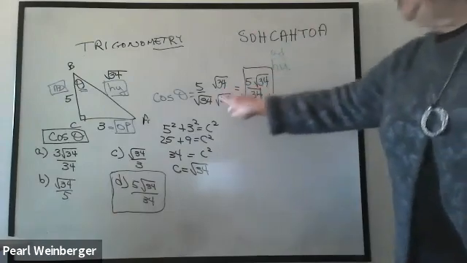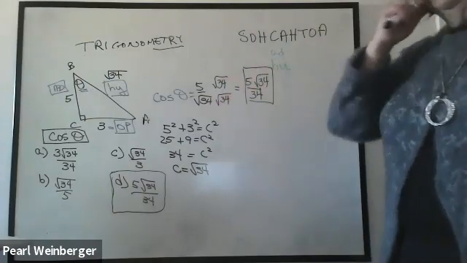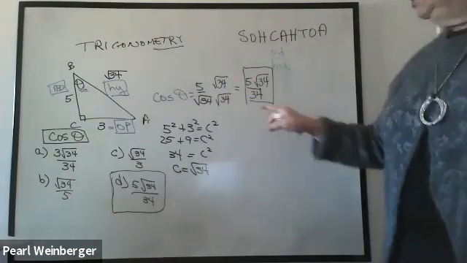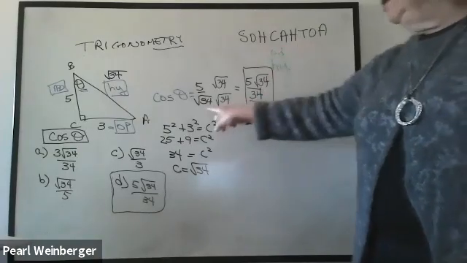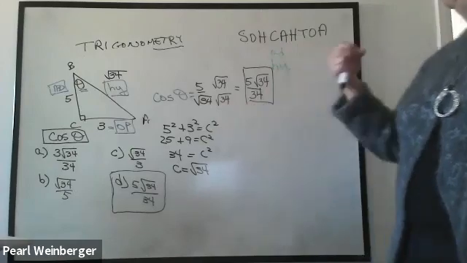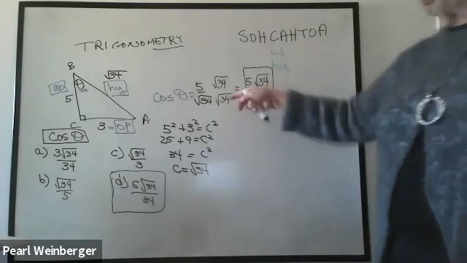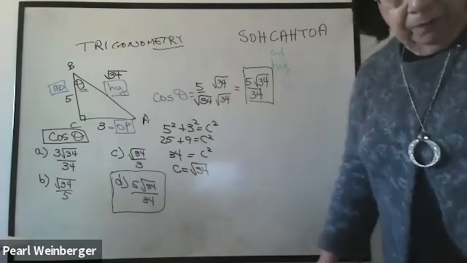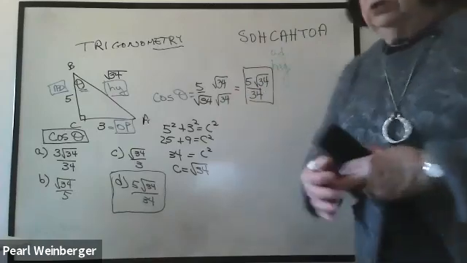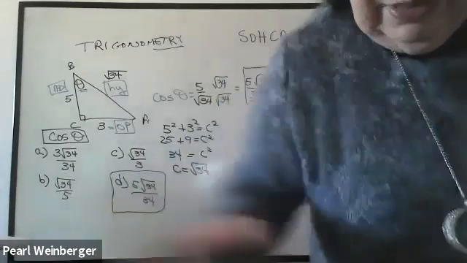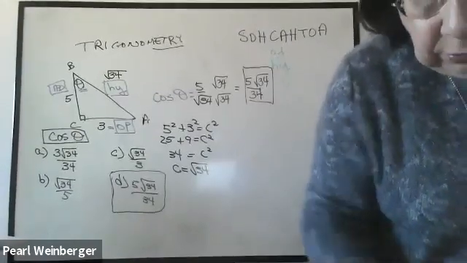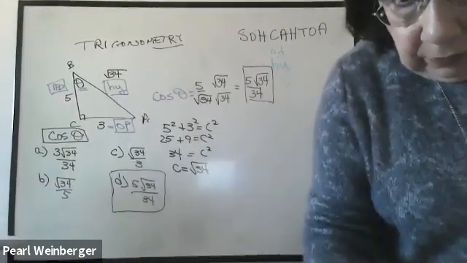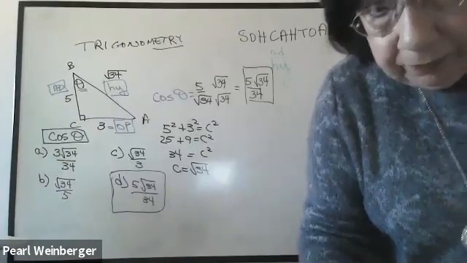Notice they rationalized the denominator. They didn't leave the radical in the denominator. Remember, you multiply by the conjugate of the denominator if there are 2 terms. If there's only 1 term, then you just multiply by the radical itself. So that's how we would go and do this example.